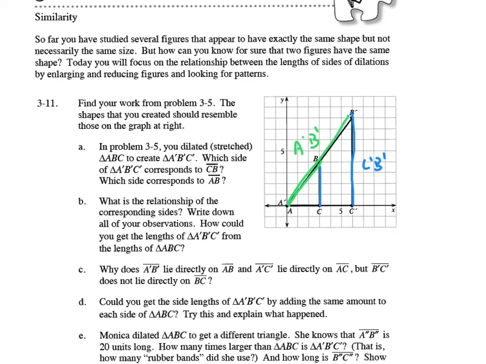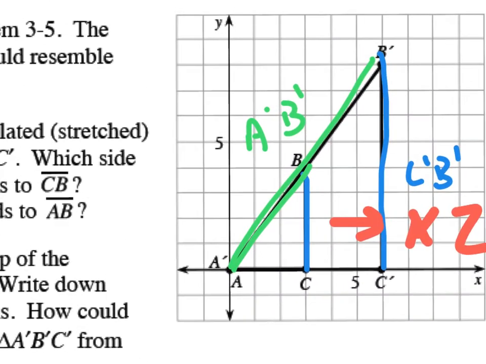Hopefully you can notice that if I were to look at the length of CB right here, that length is 4. I could count up 1, 2, 3, 4 units. The length of C prime, B prime is 8. So to go from the side length CB to C prime, B prime, to go to the bigger one, I'm multiplying it by a factor of 2. And the exact same thing happens here. Going from AB to A prime, B prime, I'm multiplying those dimensions by a factor of 2.